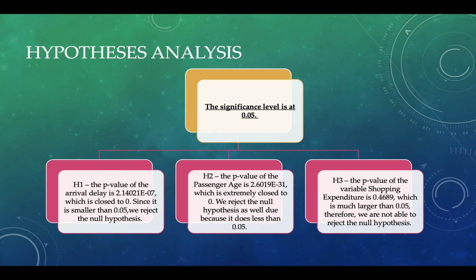And then the p-value for the variable shopping expenditure is 0.4689, which is much higher than 0.05. Therefore, we fail to reject the null hypothesis. Under this situation, we need to admit that shopping expenditure is not related to customer satisfaction. So the prediction we had for this variable is invalid.